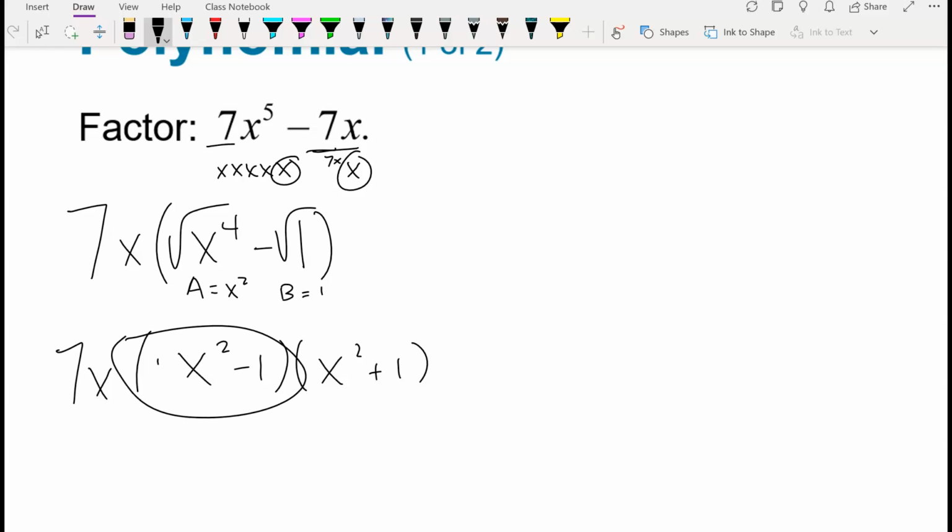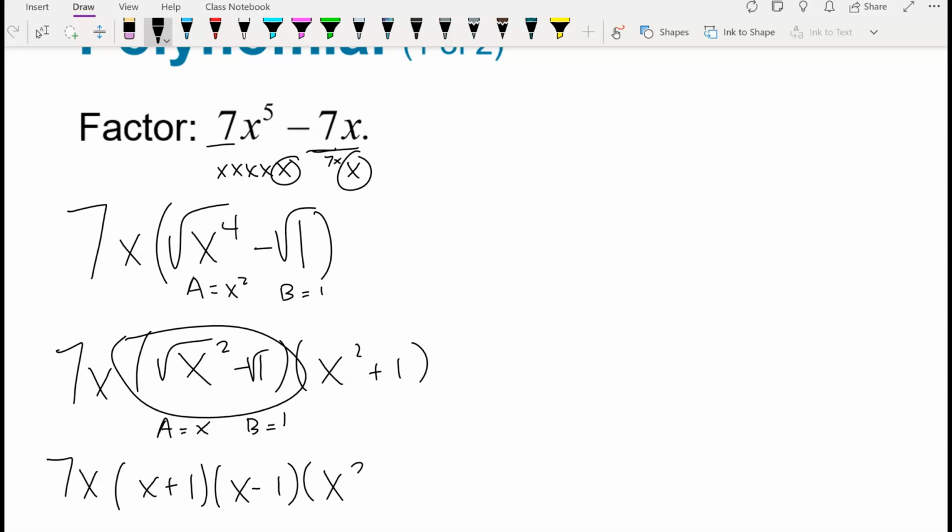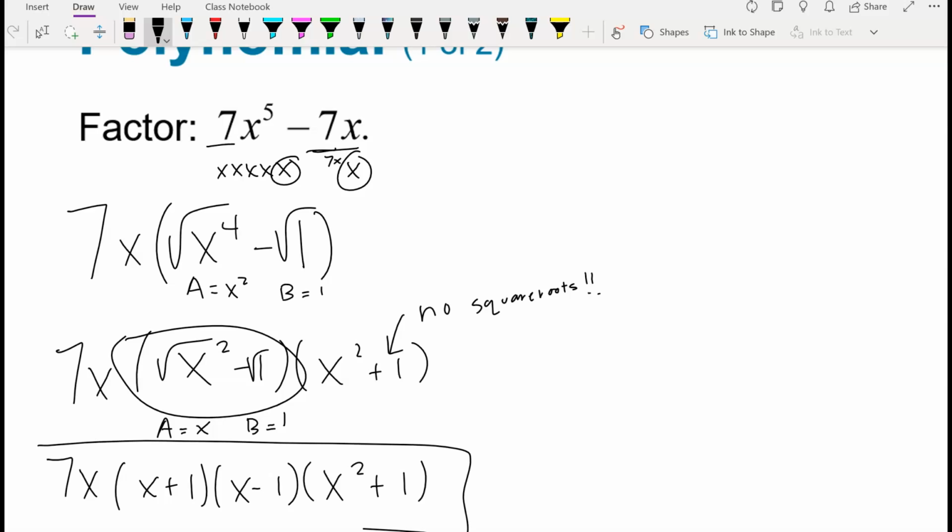So that's another one where we have to square root it. So it'd be 7x, and b is 1. So it'd be 7x, x plus 1, x minus 1, and then x squared plus 1. Remember that has a plus in the middle, so no square roots. So that would be your answer.